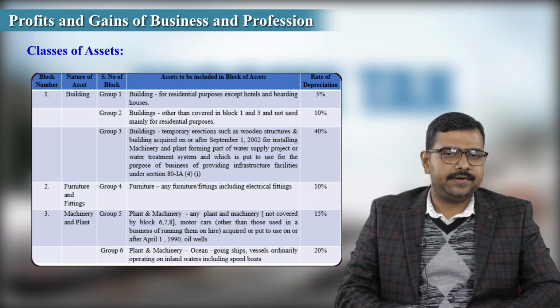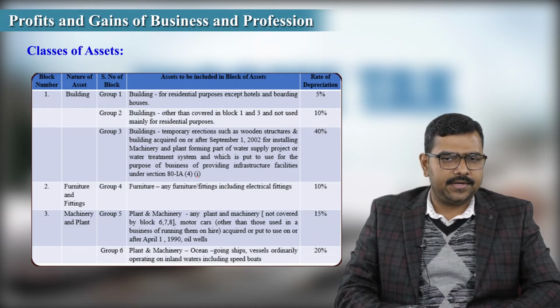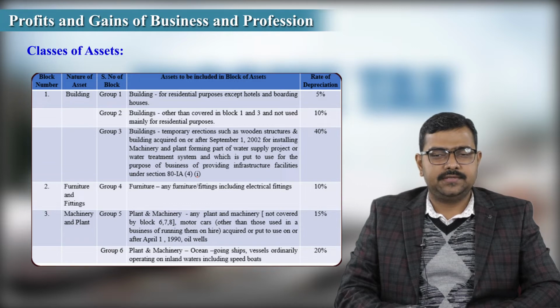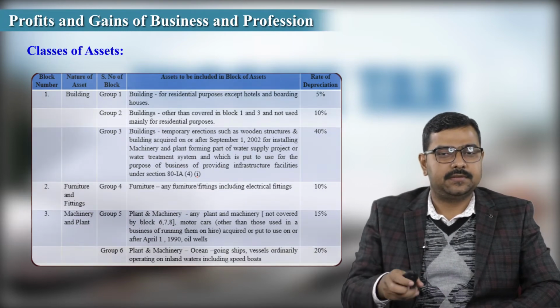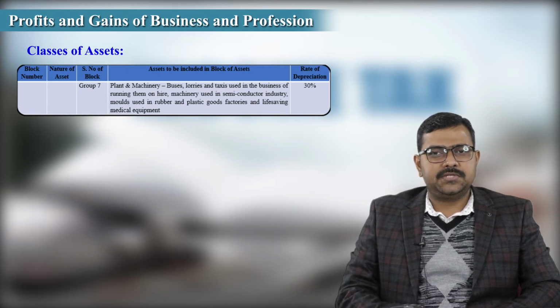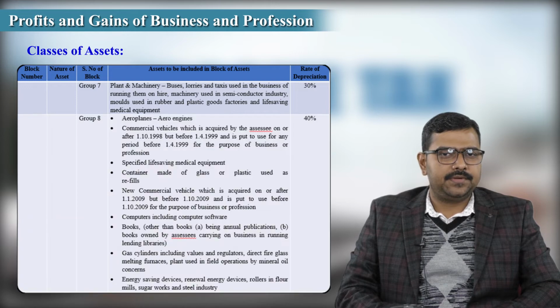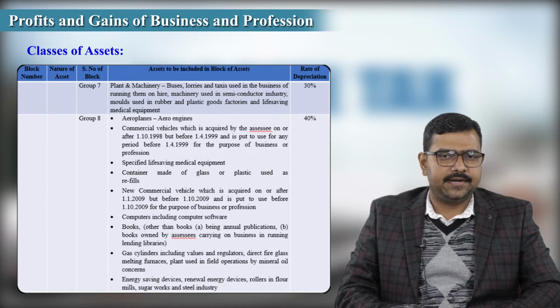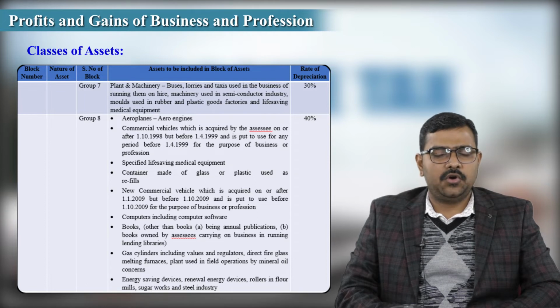In group 6, plant and machinery, ocean going ships, vessels ordinarily operating on inland waters including speedboats, the rate of depreciation shall be 20%. Next, we have group 7, plant and machinery. In group 7, the rate of depreciation is 30%, and in group 8, we have many assets like aeroplanes, commercial vehicles, specified life saving medical equipments, containers, new commercial vehicle, computers, books, gas cylinders, energy saving devices. These all are depreciated at the rate of 40%.